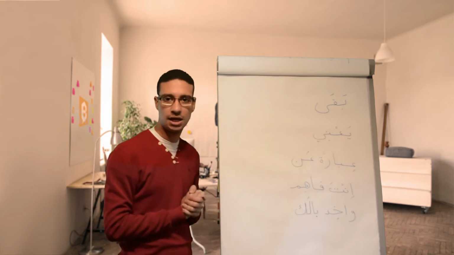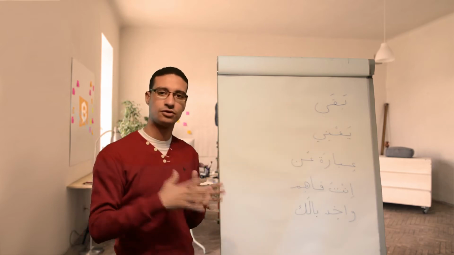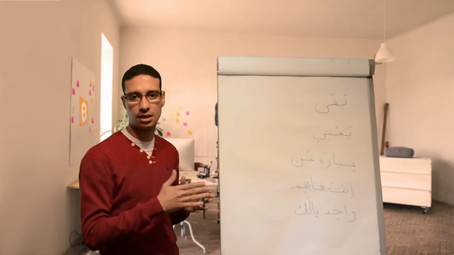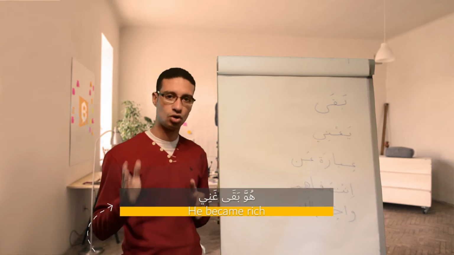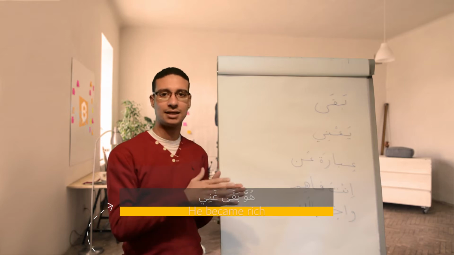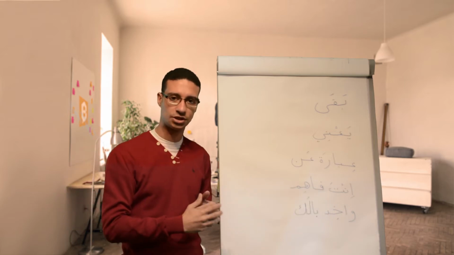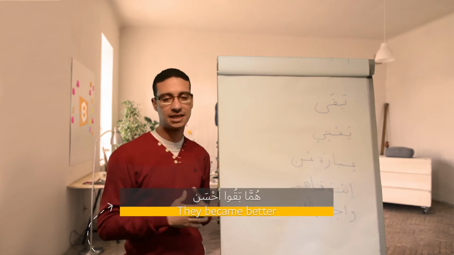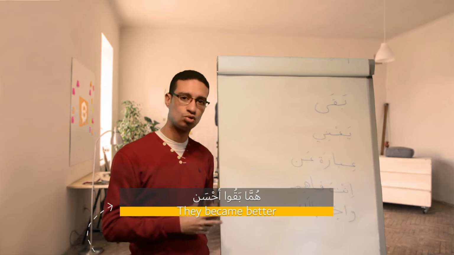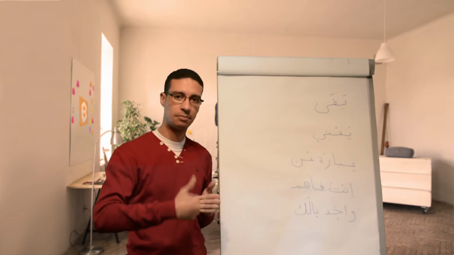Ba'a. The verb in itself, ba'a, means he became. It is the verb to become. For example, huwa ba'a ghani. He became rich. So he wasn't, now he is rich. Another example is humma ba'u ahsan. They became better.